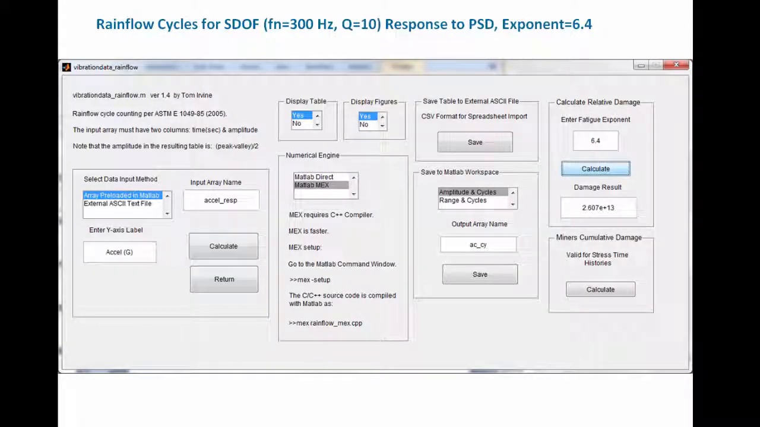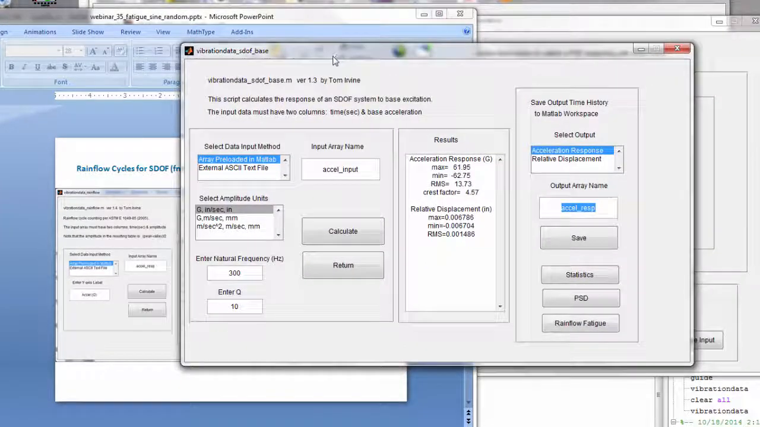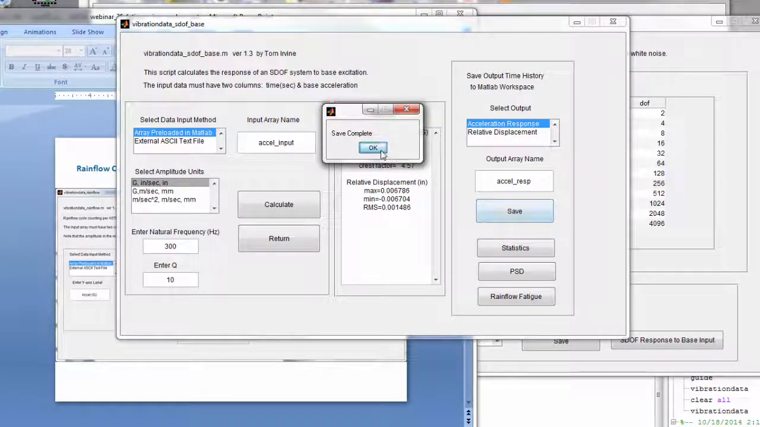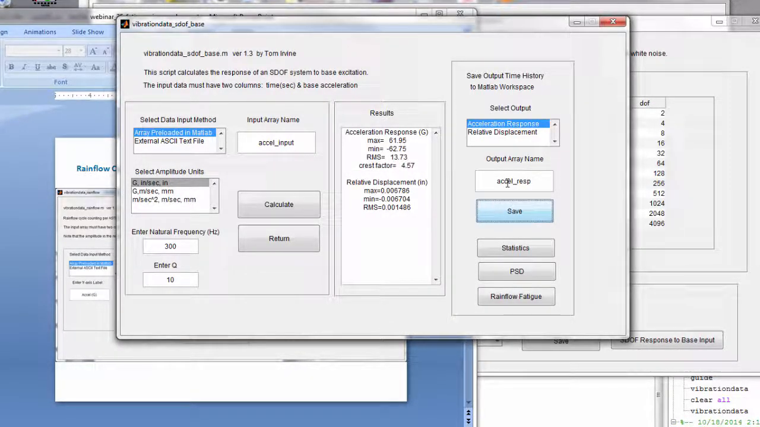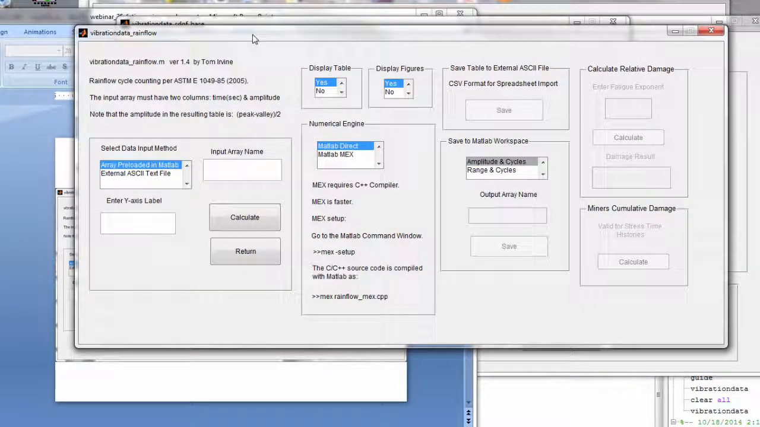So this just shows you how to run the rainflow, but I'm going to demonstrate that in class, and then you can go back to the slides at your leisure. Okay, so we've got our acceleration response, and let me just make sure I've saved that. This is the response of our 300 Hertz, Q equal to 10, spring mass oscillator. And let's go to rainflow fatigue. We've talked about this the last time or two. Let's go over it again.